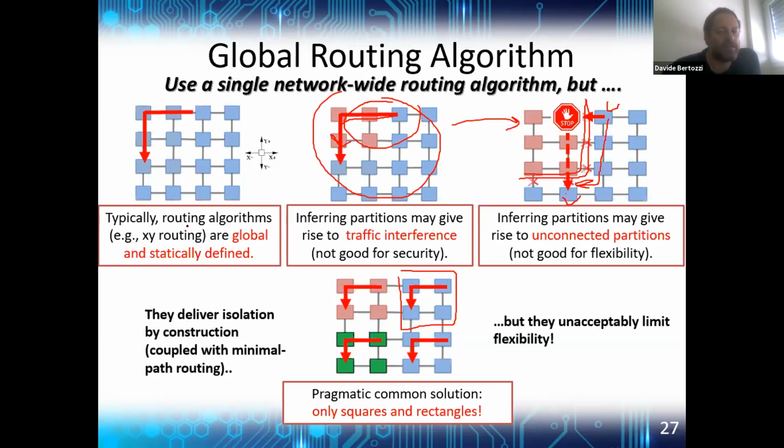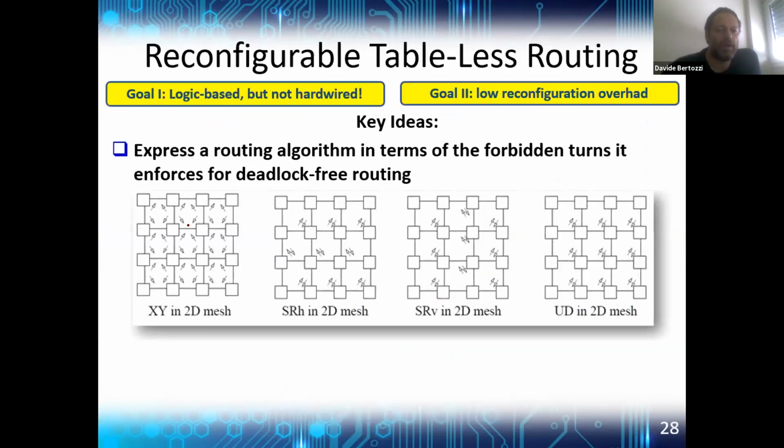Squares and rectangles certainly deliver isolation by construction if you are using a minimal path routing algorithm, but they unacceptably limit flexibility, in my opinion. So we need something better. Now, we will go back to the problem of supporting a global routing algorithm later, because first we have to solve the problem of routing tables.